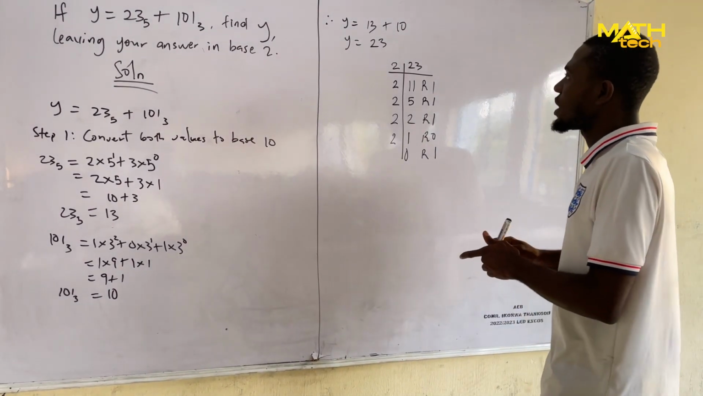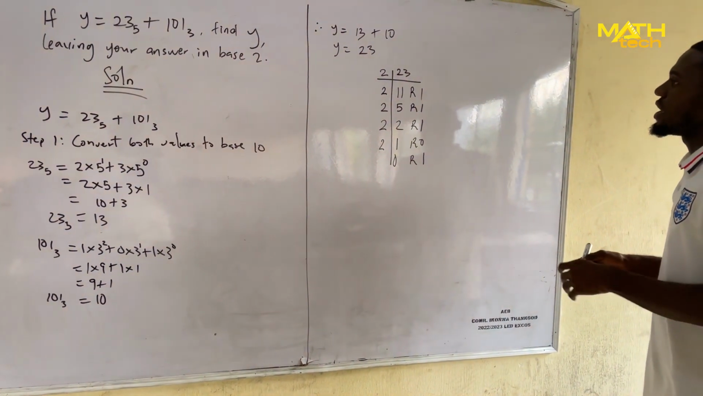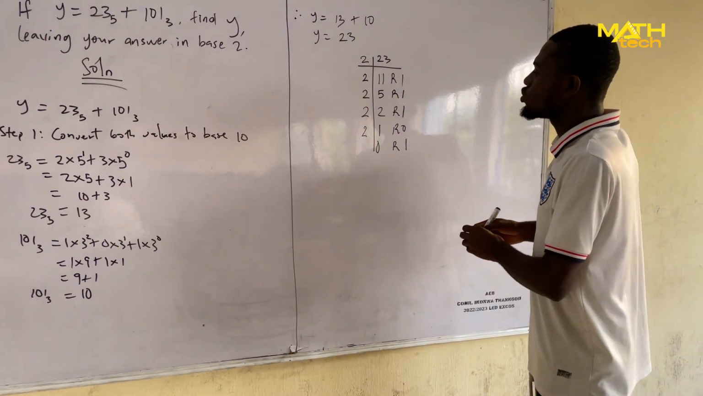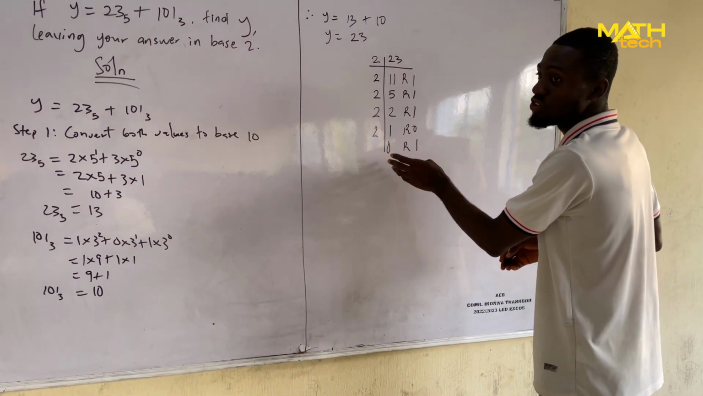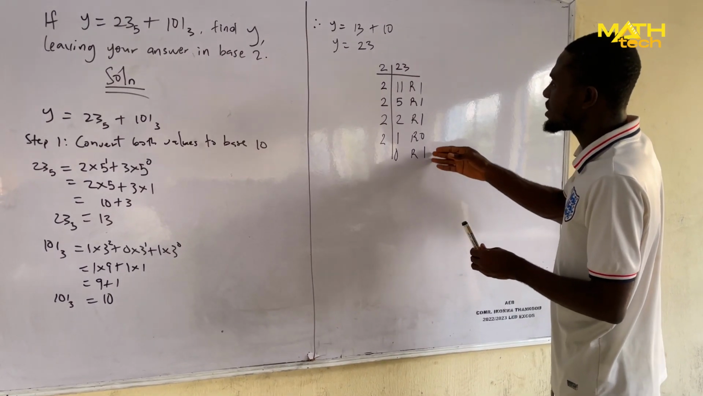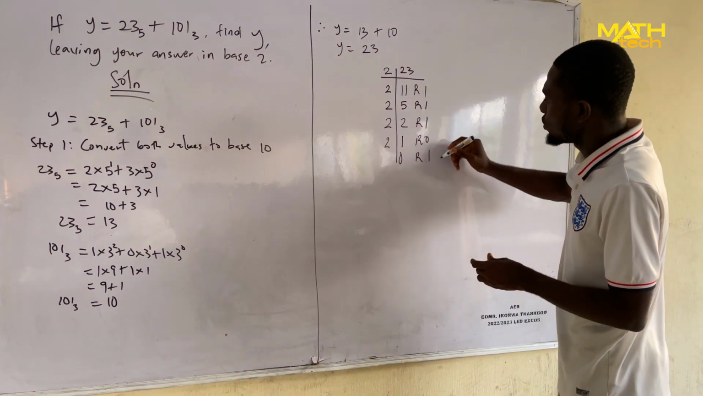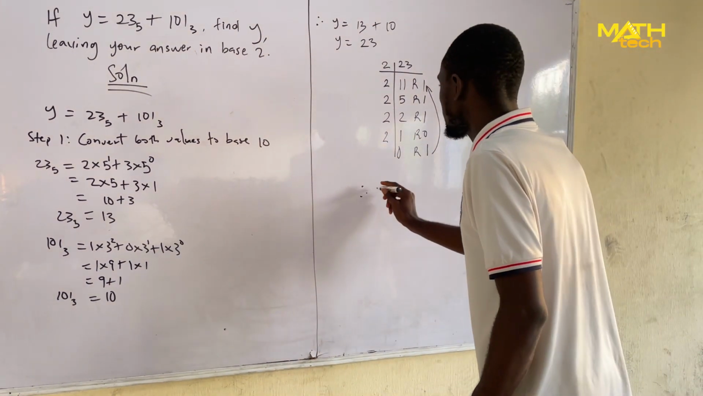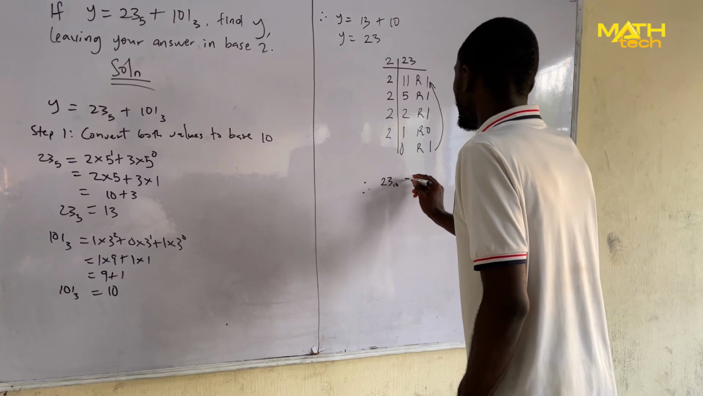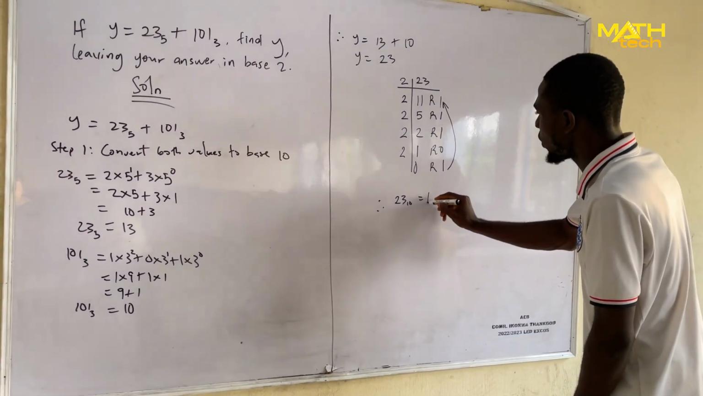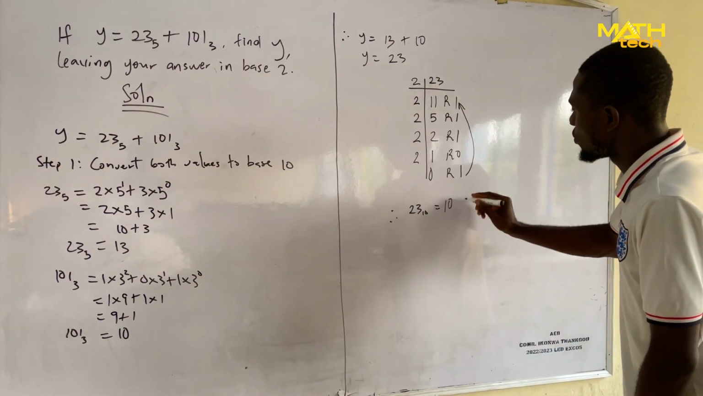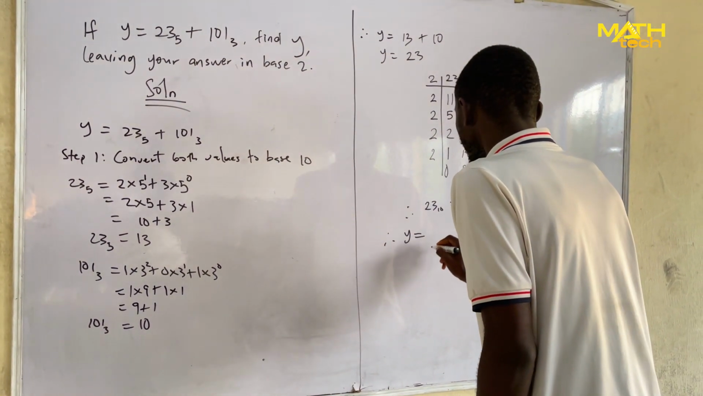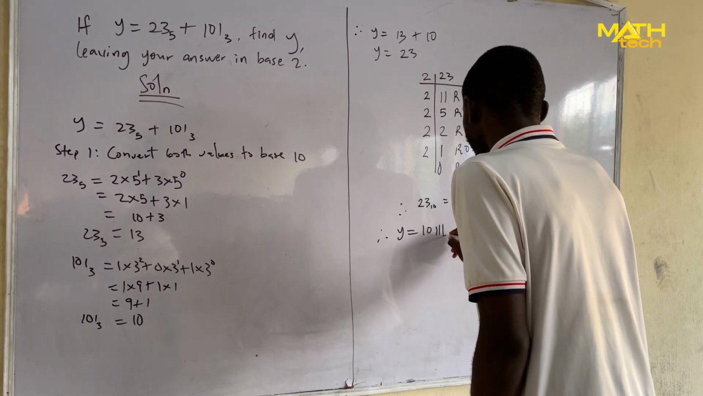Then 1 divided by 2 will give us 0 remainder what? 1. And we also know that from the rule of successive division in number-base systems, once you carry out a successive division, your answer is not the last value you get here. Rather, your answer is from the remainders, from the down to the up. So you pick each of the values one after the other. Therefore, 23 base 10 will be equal to, from the down to the up, 1, 0, 1, 1, 1 base 2. So therefore, our y is equal to 10111 base 2.